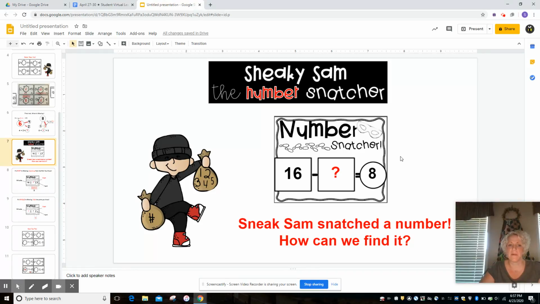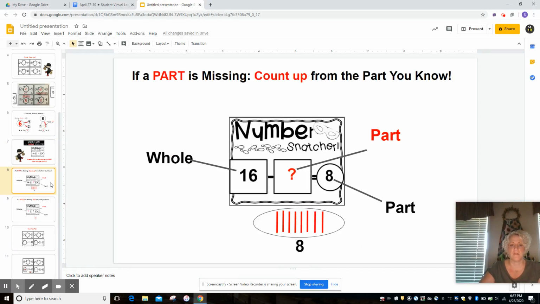First of all, we need to talk about how I know if the whole is missing or a part is missing. So I'm going to take a look at this problem here. 16 minus something equals 8. Remember, subtraction always starts at the whole. This is what they started out with. This is the part they took away that we don't know, and this is the part that's left. If I know one part and I know the whole, I can use the part that I know and count up to the whole to see what's missing.